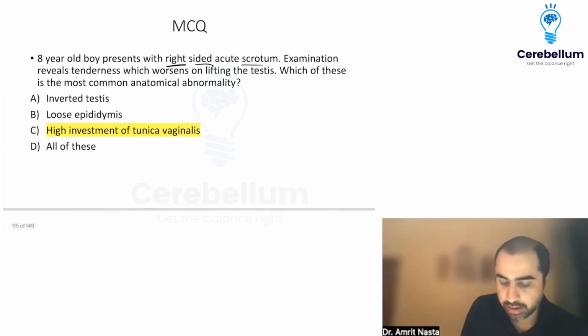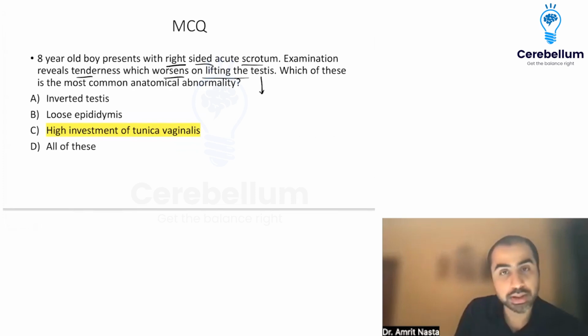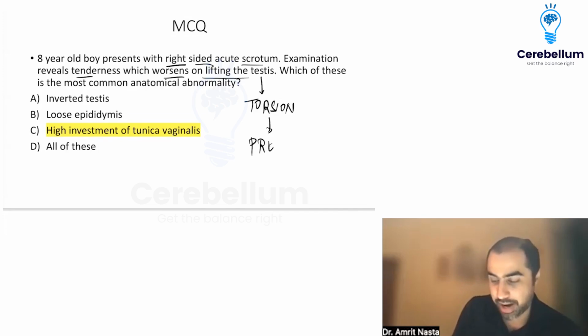Examination reveals tenderness which worsens on lifting the testes. What is the boy having, and what is this test called? The boy is having torsion. What is this test? You must have written all of the above, I am sure. It's called Prehn's test.